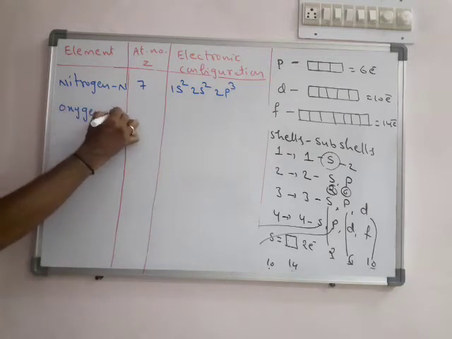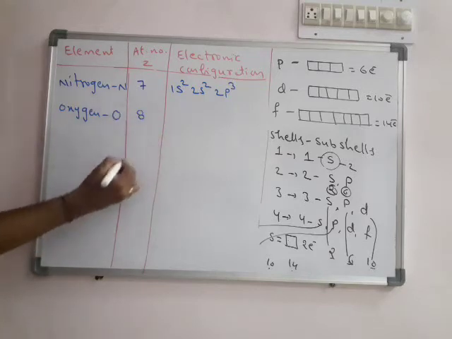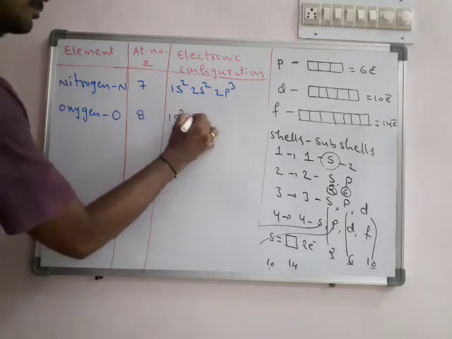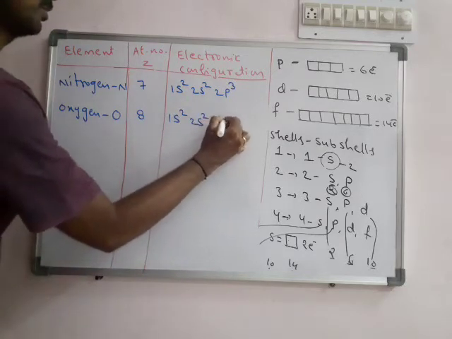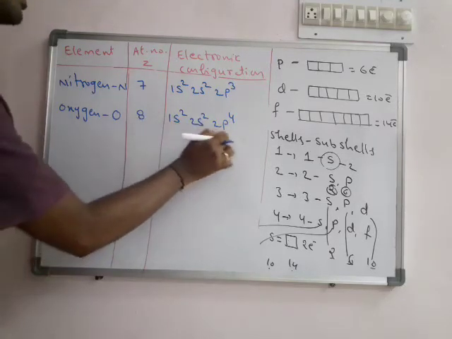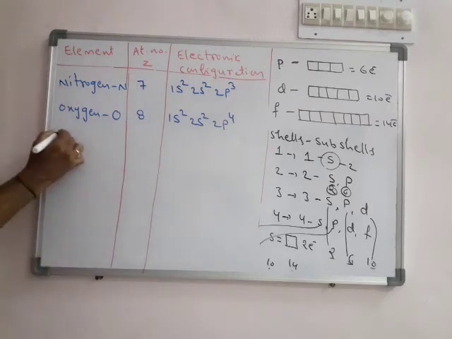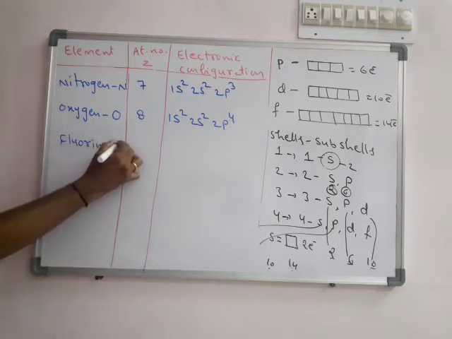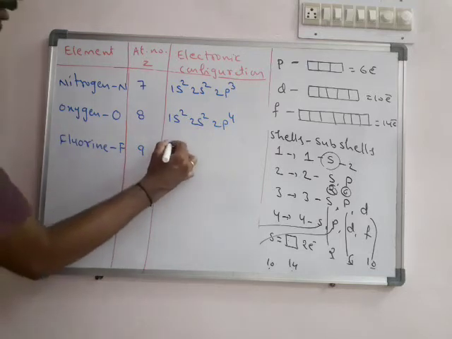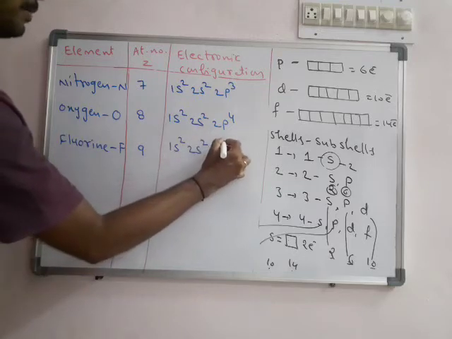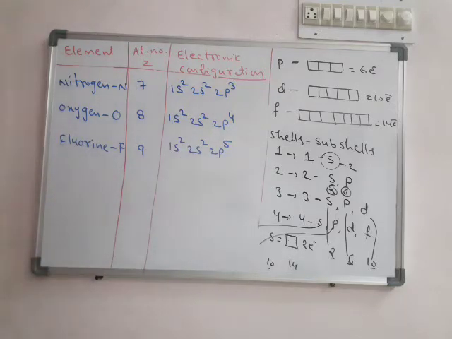See oxygen. What is the symbol of oxygen? O. Atomic number 8, number of protons 8, number of electrons 8. So 1s2, 2s2, 2p4, counting 4, 5, 6, 7, 8. Here we are distributing the electrons. Then fluorine, F, atomic number 9. So the 9 electrons are distributed as 1s2, 2s2, 2p5. Okay.